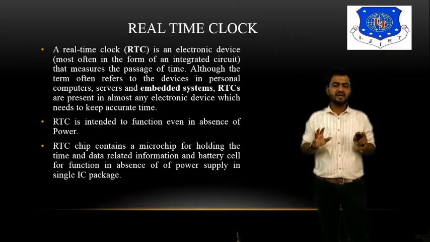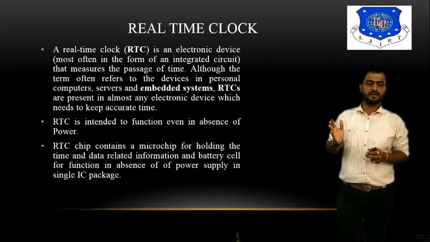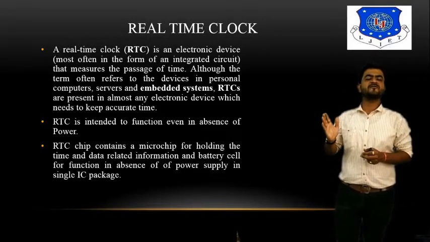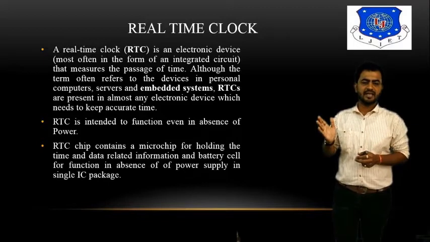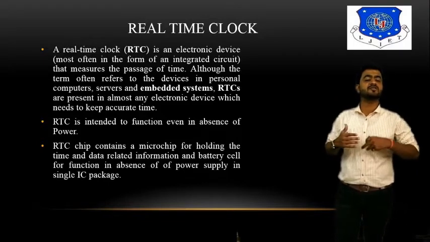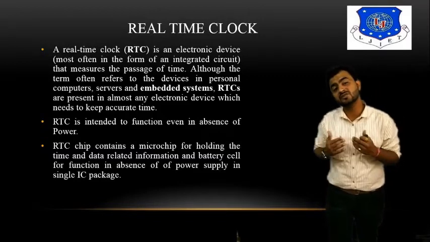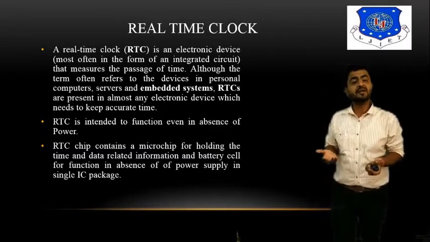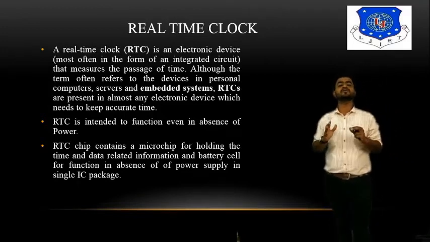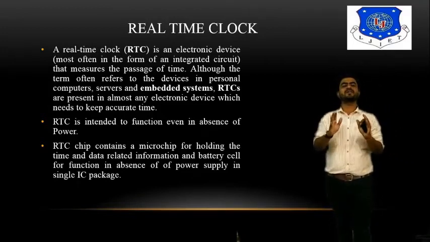I'll give you a simple example with your smartphone. Suppose you switch off your smartphone at 11:30, and you turn it on after 1 hour. You can see the time is automatically updated, and it shows 12:30 on your smartphone. How is it possible? It is possible only because of the RTC. A real-time clock is there.